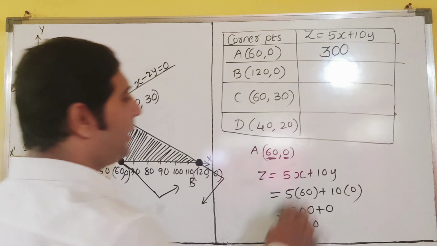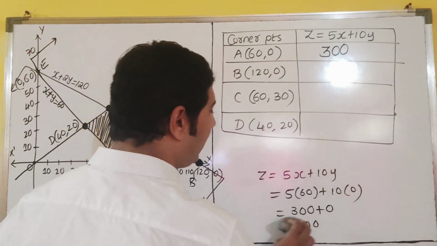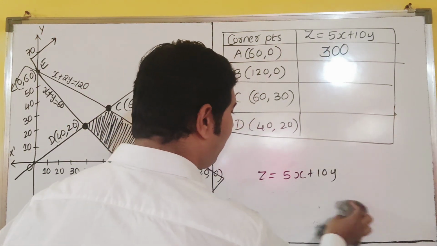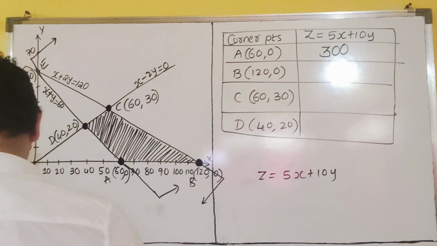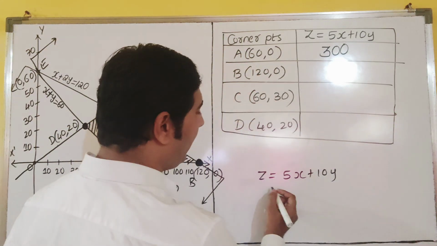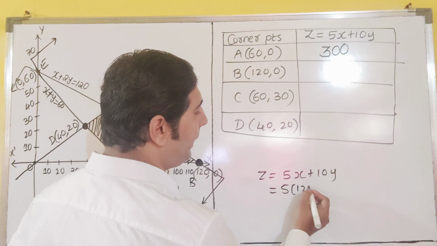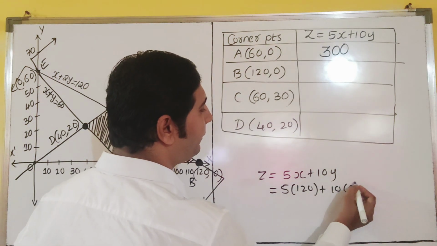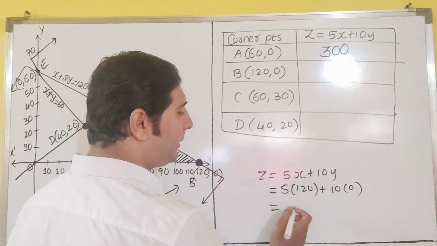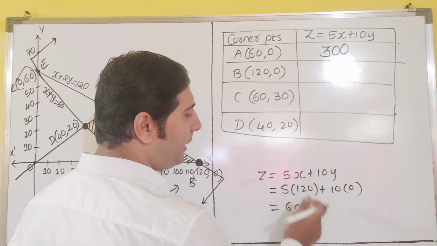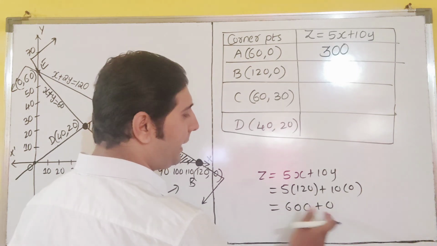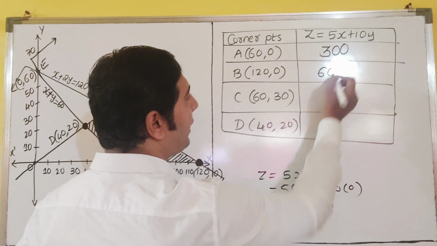Next point you put. Next point is what? Can you see? Next point 120, 0 is there, no? X is 120 now. Y is 0. 12 5s are 60. One more 0 is there. 10 into 0 is 0. 600 plus 0, 600, dear students.